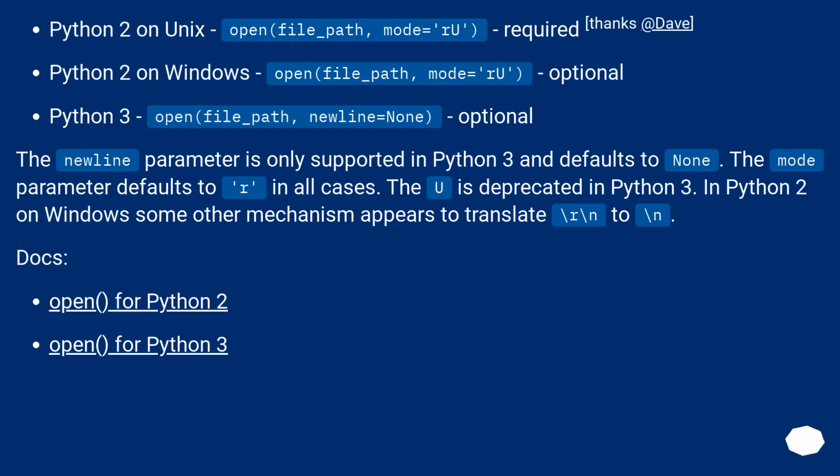In Python 2 on Windows, some other mechanism appears to translate \r\n to \n. Docs: open for Python 2. Open for Python 3.